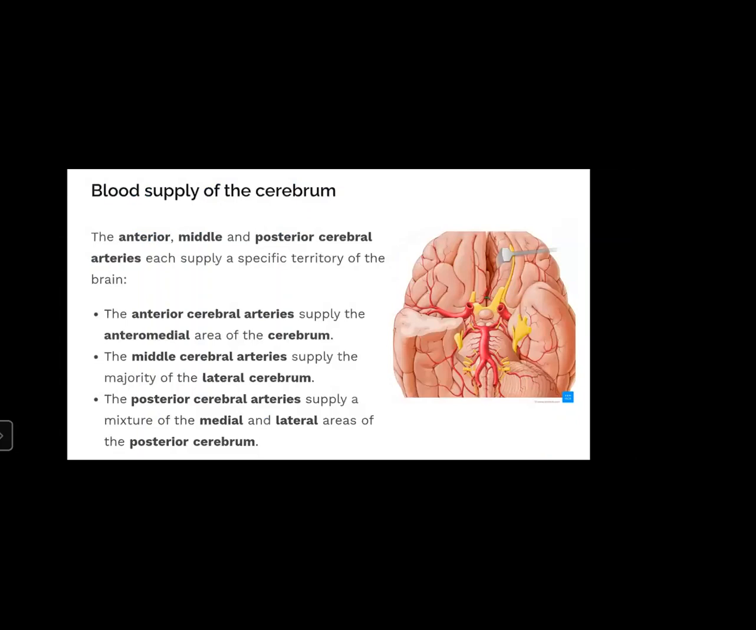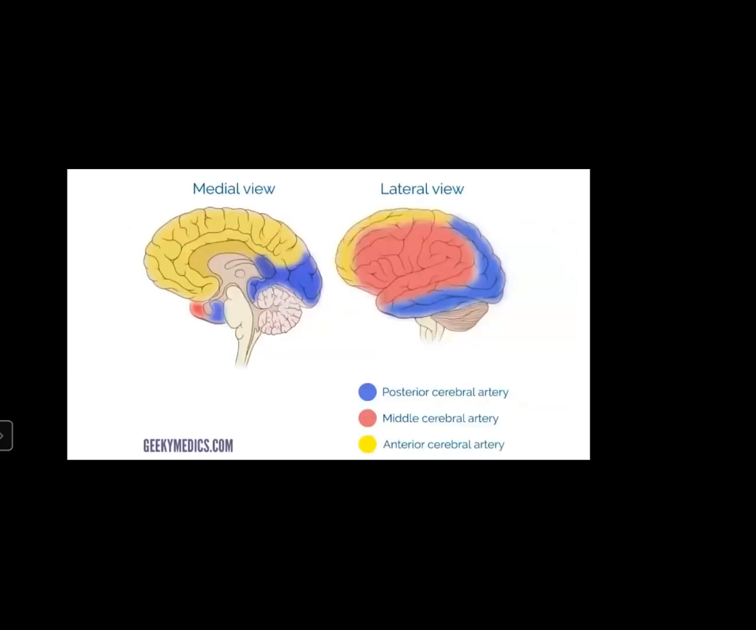Blood supply of the cerebrum. The anterior, middle, and posterior cerebral arteries each supply a specific territory of the brain. The anterior cerebral artery supplies the anteromedial area of the cerebrum. The middle cerebral artery supplies the majority of the lateral cerebrum. The posterior cerebral artery supplies a mixture of the medial and lateral areas of the posterior cerebrum. And this is the medial and lateral view.